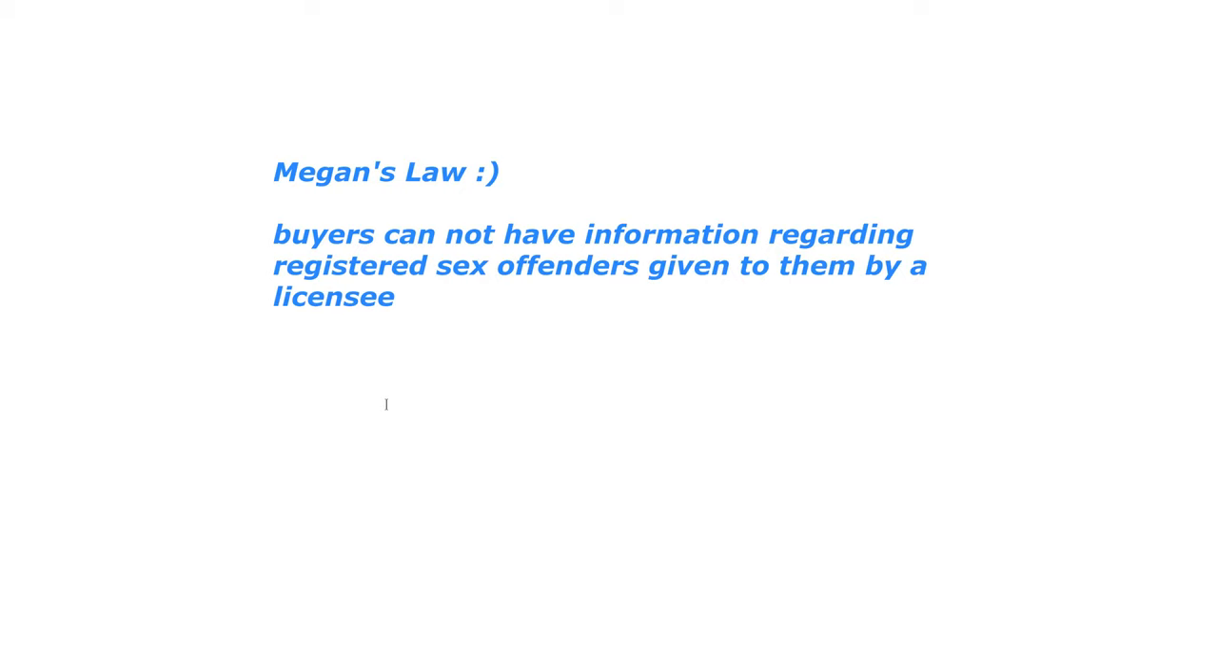I know this is on the test, hence why. Tiffany, this is definitely on the test. Kim, this is on the test. That's why I wanted to go over this, okay? Megan's Law is 100% on your state portion.